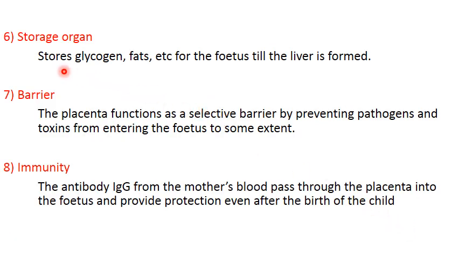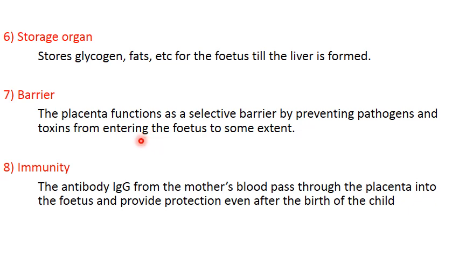Now coming to the next function, that is the storage organ. That means the placenta stores glycogen, fats, etc. for the fetus till the liver is formed. It also acts as a barrier. That means the placenta functions as a selective barrier by preventing pathogens and toxins from entering the fetus to some extent.